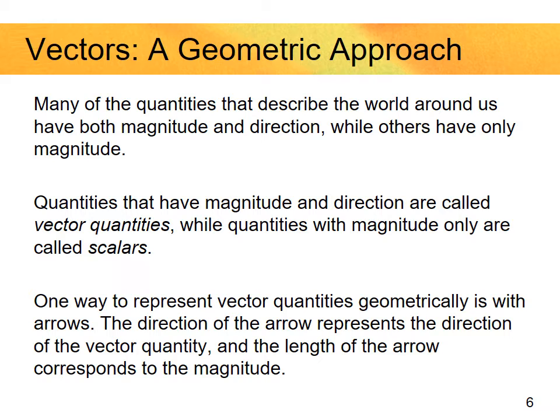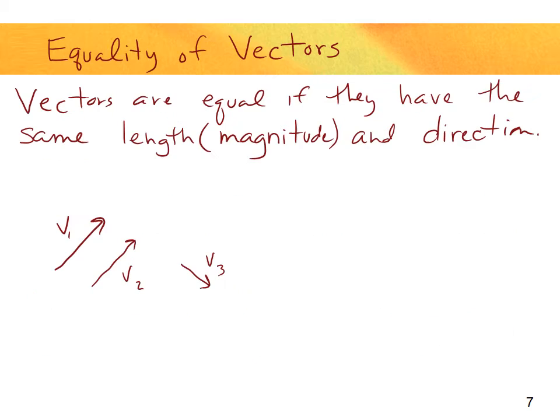One way to represent vector quantities geometrically is with arrows. As we've seen already, the direction of the arrow represents the direction of the vector quantity, and the length of the arrow corresponds to the magnitude. Let's take a look at some. I think we've covered this as well: equality of vectors. What does it mean for two vectors to be exactly the same? They're going to have the same exact length as well as the same exact direction. Here geometrically, v1 is the same as v2. Notice it has the same exact direction and the same exact length. V3 is not the same in either of those.